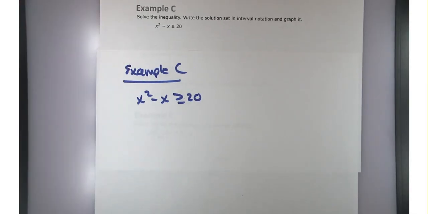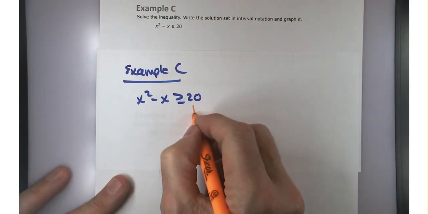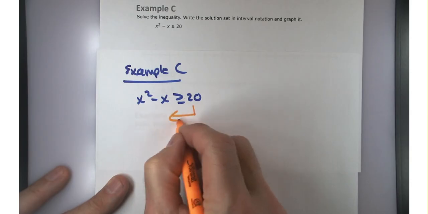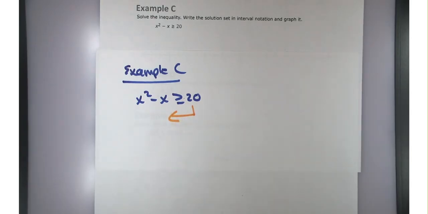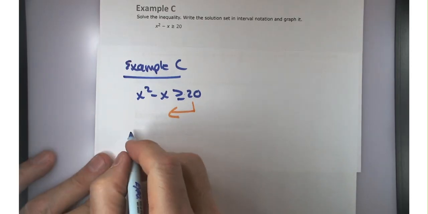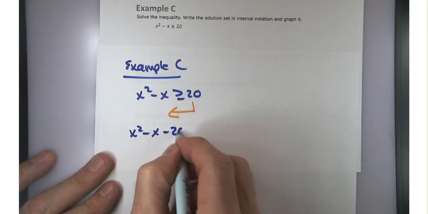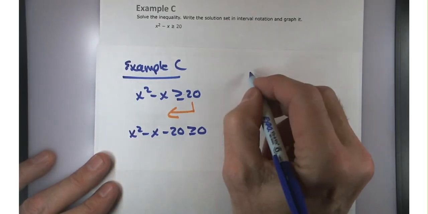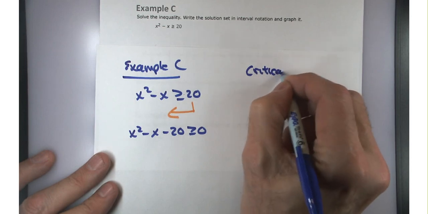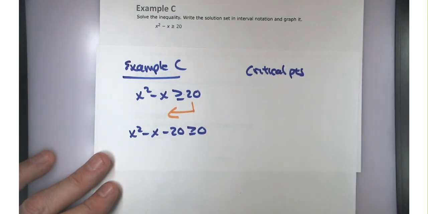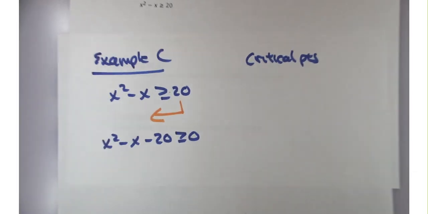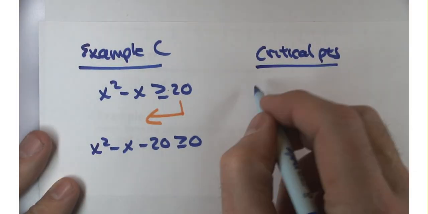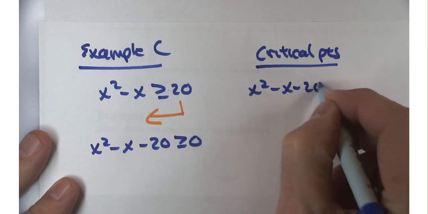Well, there's one thing we got to take care of initially. What about the 20? Well done. Nice. Well done. We want to get that 20 to the other side, because that leaves a 0 on the right-hand side. So I've got x squared minus x minus 20 is greater than or equal to 0. Let's find our critical points. So our critical points, well, let's see. That's going to be where x squared minus x minus 20 equals 0.